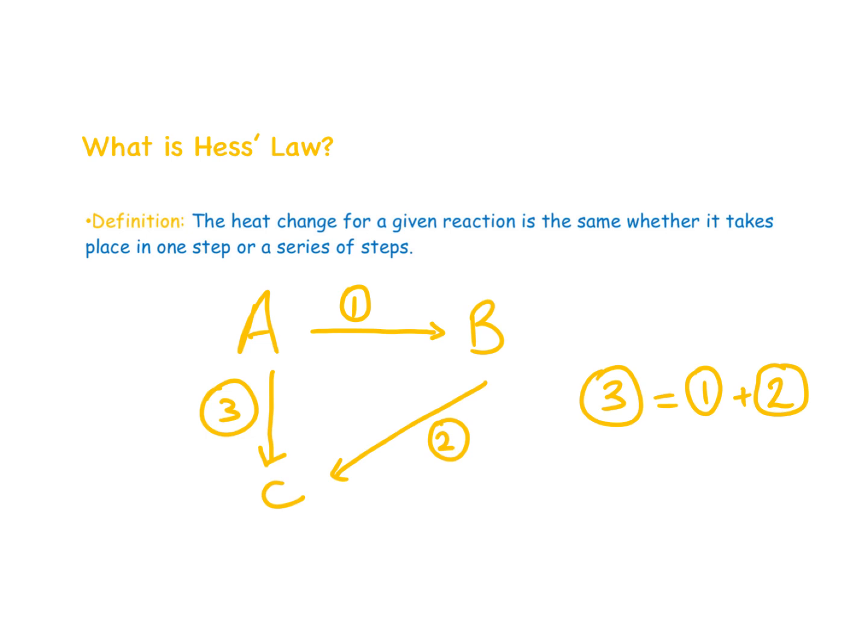So we can see here that if we want to go from A to C, we can either go directly by step 3, or we can go from A to B and then B to C with steps 1 and 2 as outlined here. And if you got the heat change from A to B and the heat change from B to C and added them together, that is the same as the heat change from A to C overall, which is step 3.